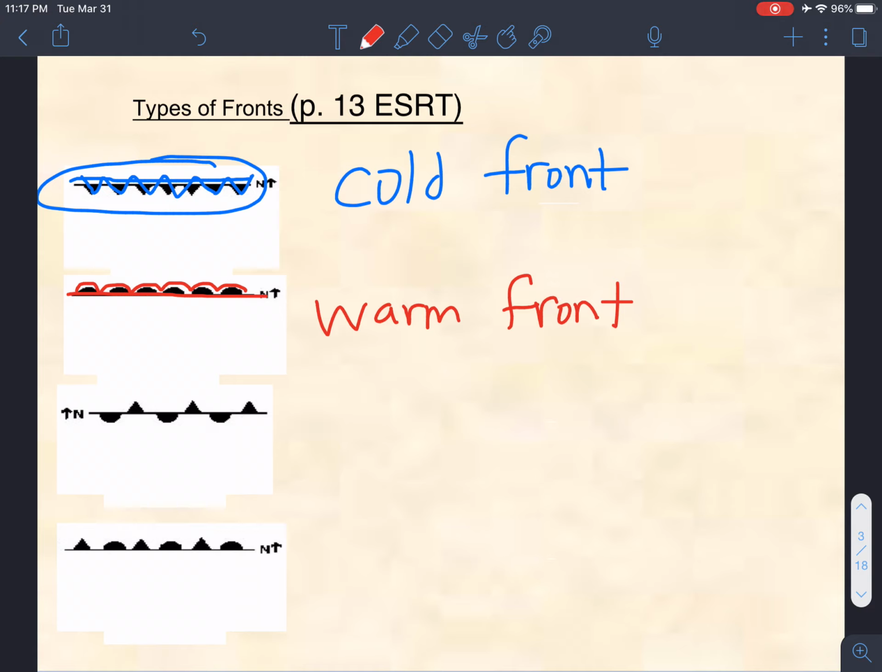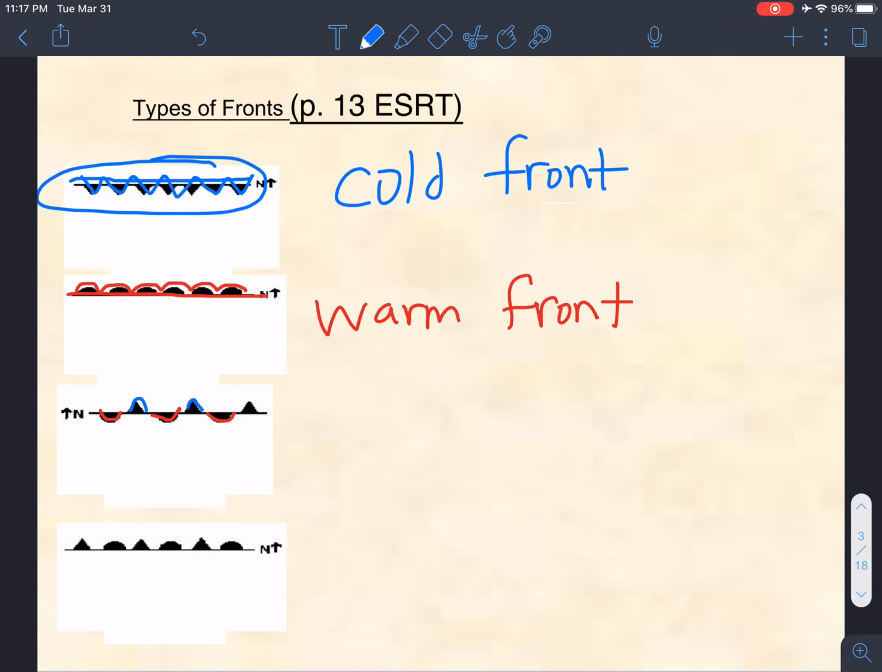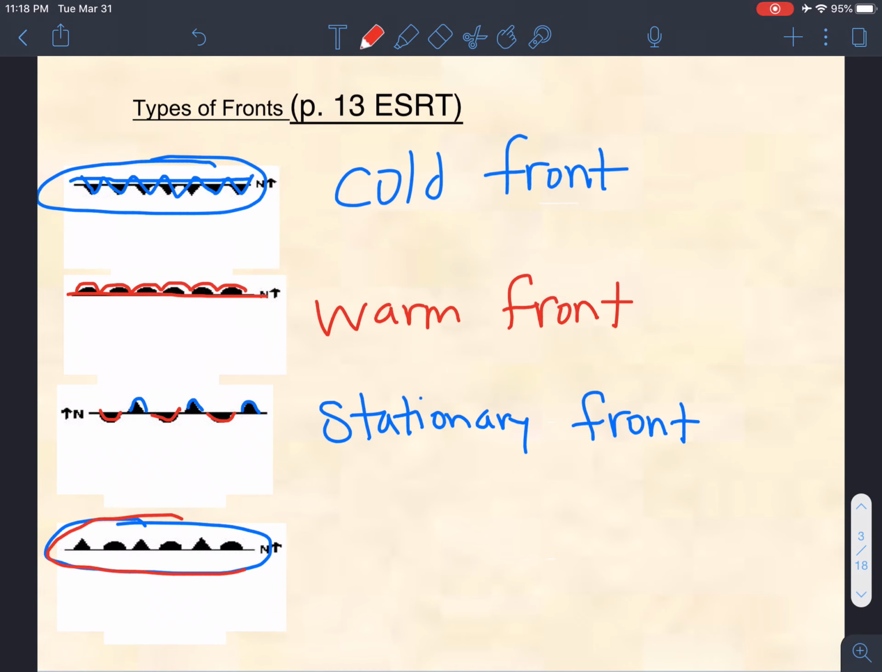This next one is a mix of both of them. So you have the reds, you also have the blues. And if you notice, they're pointing in different directions, in opposite directions. That means that this is a stationary front. Stationary meaning it's not going in a specific direction. And then the next one down here is, again, a mixture of both of the colors, and they're pointing in the same direction. This is called an occluded front.